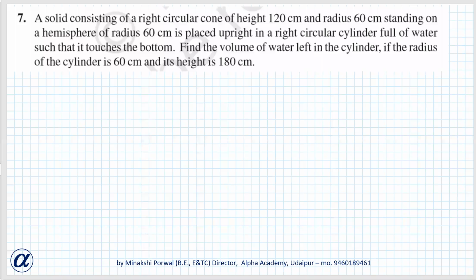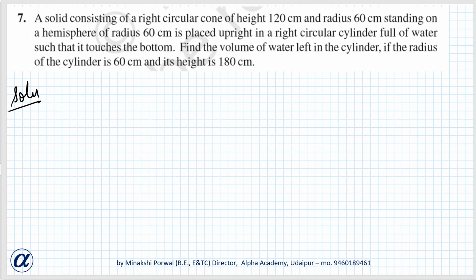Okay, exercise 13.2, question number 7. A solid consisting of a right circular cone of height 120 centimeter and radius 60 centimeter standing on a hemisphere of radius 60 centimeter is placed upright in a right circular cylinder full of water such that it touches the bottom. Find the volume of water left in the cylinder if the radius of the cylinder is 60 centimeter and height is 180 centimeter. Okay. So again, imagination.